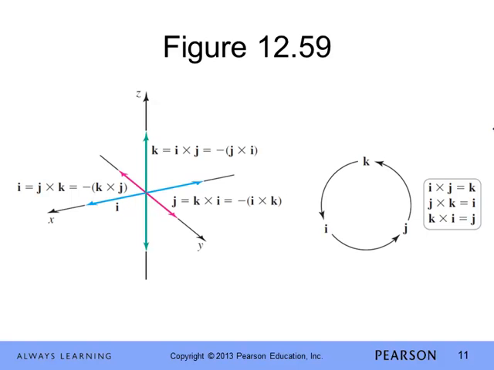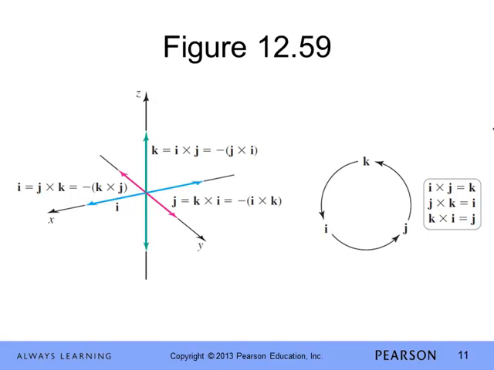And point in the direction of K hat. So it must be K hat. So I cross J is going to be equal to K. And likewise, K hat cross I hat is going to be J hat, and so forth.